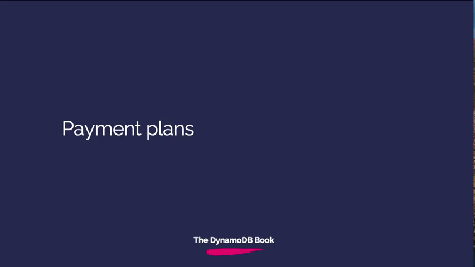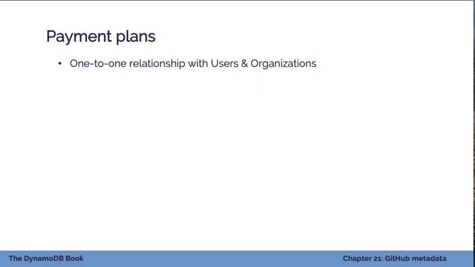So let's move on to the next part of user management, and this is around payment plans, right? Because if I'm GitHub, I want users and organizations to sign up for my higher level tiers so I can make some money. One thing that's interesting here is that there's a one-to-one relationship between users or organizations and a payment plan. So a user or an organization can't have multiple payment plans. It's just going to be one.